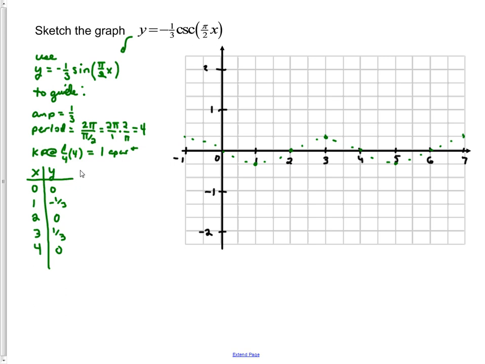So if I say y equals negative 1/3 cosecant of pi over 2x, we're going to get our y values here out undefined, right? That's a vertical asymptote. We're going to get negative 1/3 at this point. We're going to get undefined at 2. We're going to get at 3 positive 1/3. And then at 4, we're going to get undefined again, and that's the way it's going to go, right? We're going to get a vertical asymptote at 0, a vertical asymptote at x equals 2.